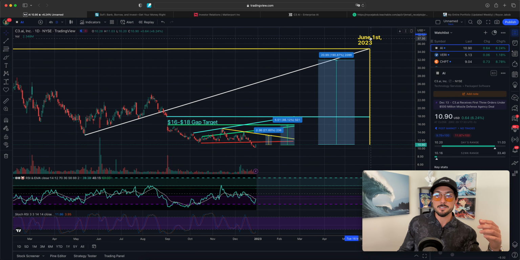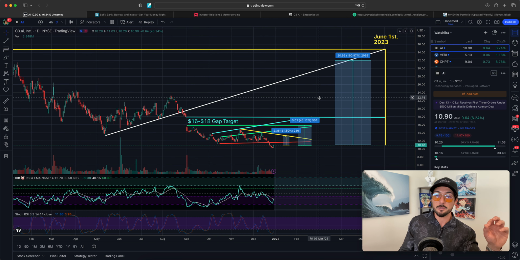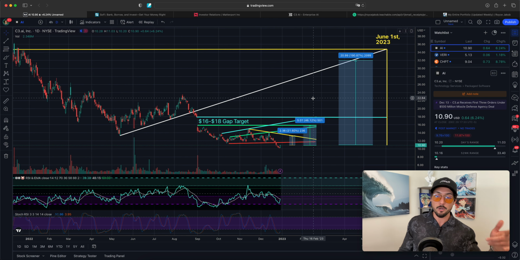June 1st is going to be my price target here, and that will be to test the broken line of support as new resistance, which is this white line right here, has not yet been tested. Again, as you can see here, this gap is my first shorter term target. I do think this $16 to $18 gap will come into play. When we see that, I don't know. I think it'll happen by the end of February, I think we could see that.